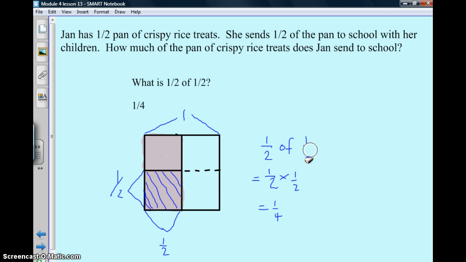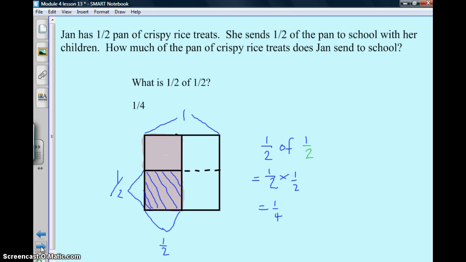So half of a half is the same as saying half times a half, and 1/2 times 1/2 is 1/4. So if you look at the model, you can see very clearly that it's 1/4. If you notice what I did here, I multiplied the 1 by 1 and the 2 times 2, which gets me 1/4. So multiplying fractions is really simple. You multiply the numerators and you multiply the denominators and you have your answer.